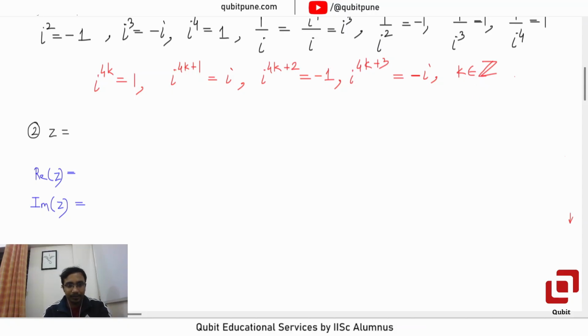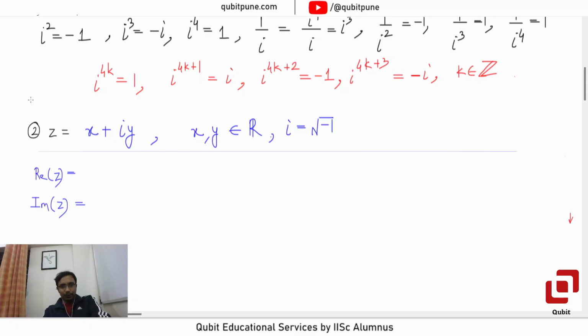So what is z? z is x plus iy. But what are x and y? x and y are real numbers, and i is root of -1.